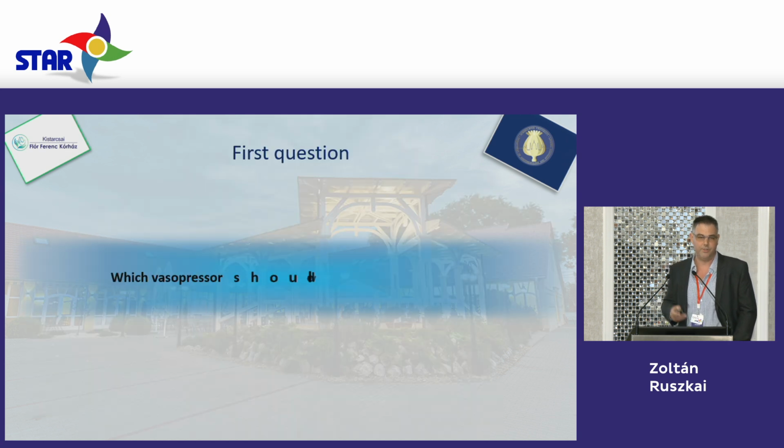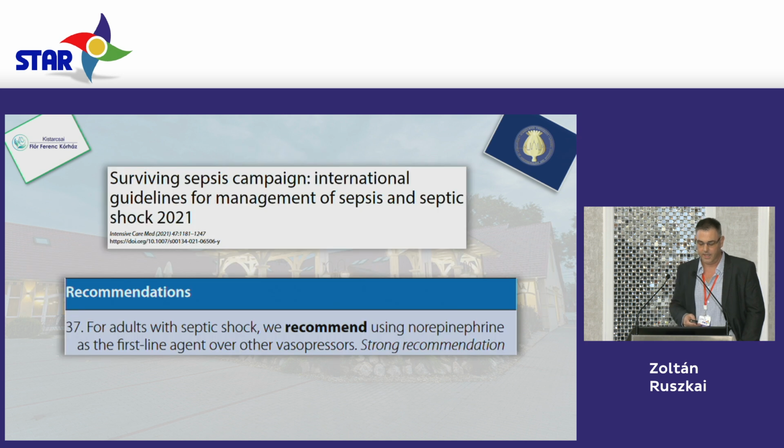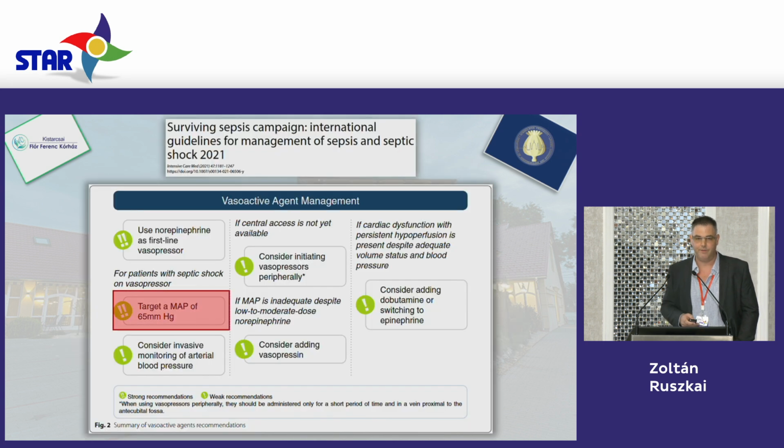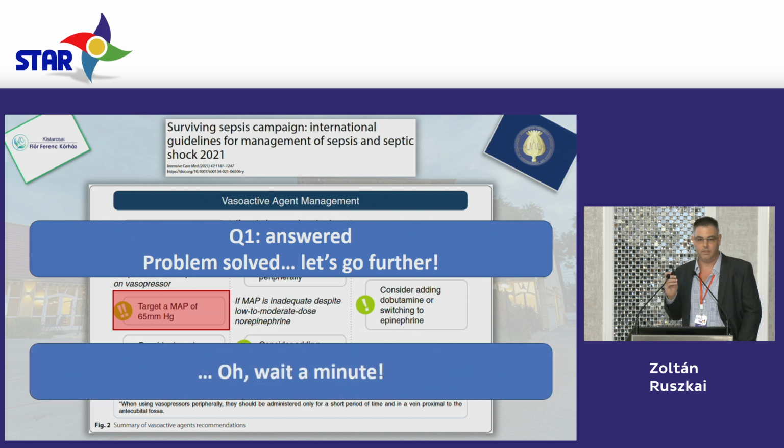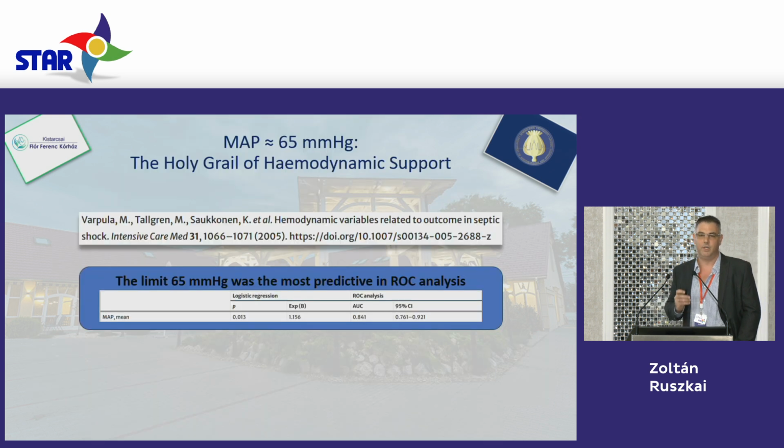So our first question is, which vasopressor should we choose as first-line treatment? The Surviving Sepsis Campaign guideline gives a strong recommendation that we have to use norepinephrine with a target MAP of 65 millimeters of mercury. So I think question one is answered, problem solved. But wait, why should we target 65 millimeters of mercury?